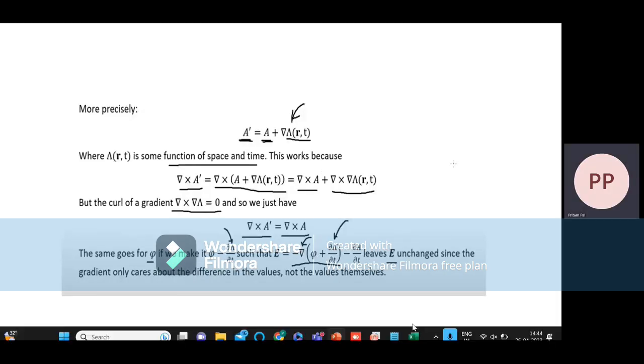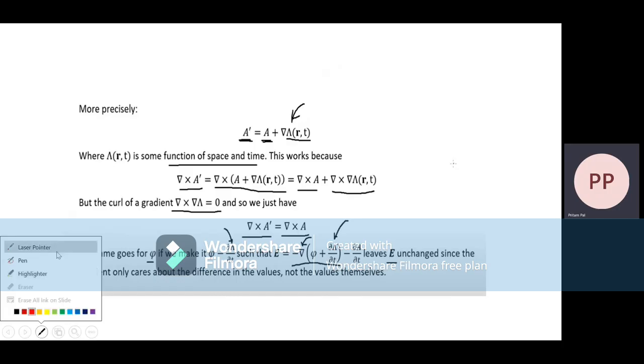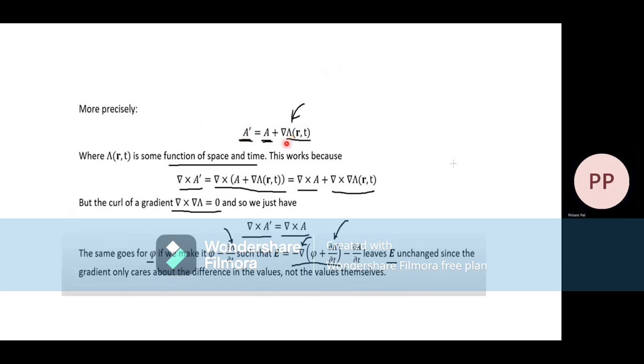So more precisely, as I was telling you, A prime will become A plus gradient of this delta, which is a function of r and t, some function of space and time. So this works because the curl of the gradient will become 0. So we are having the same thing. The curl of A prime, you can say it's gauge invariant also. So curl of A prime equals curl of A.